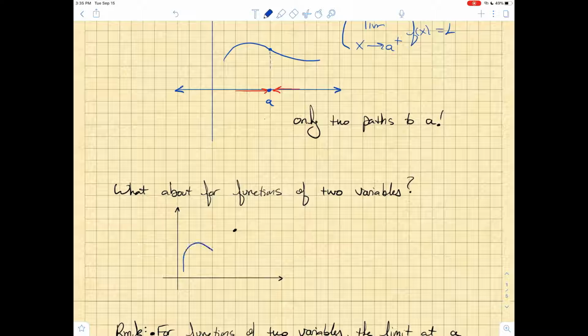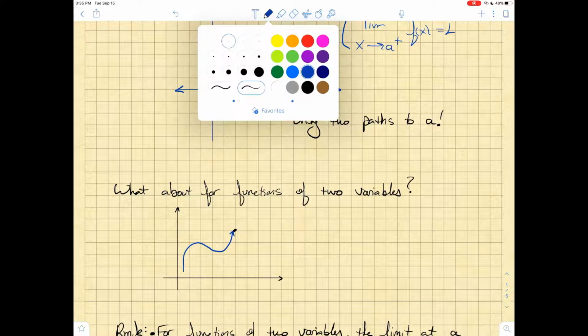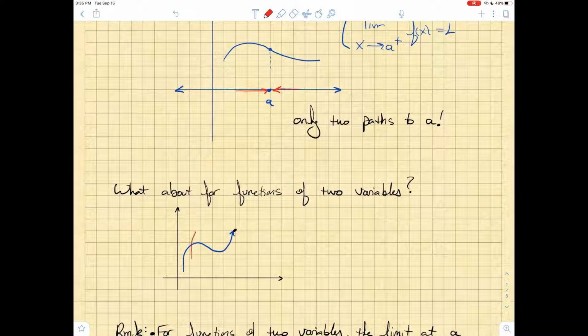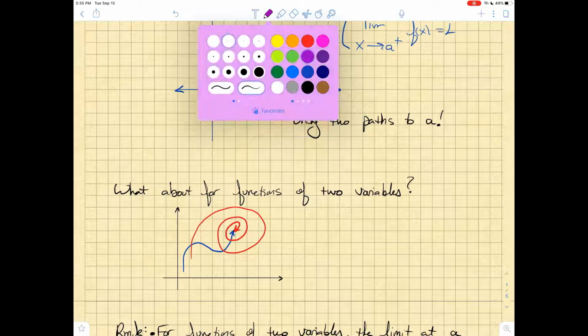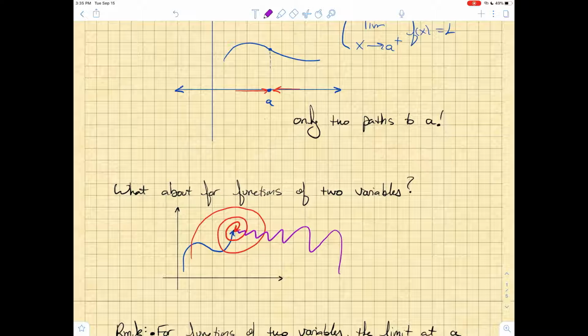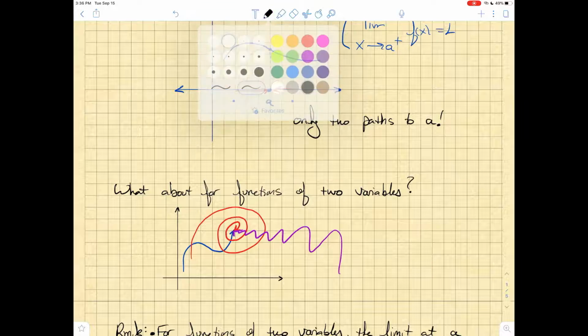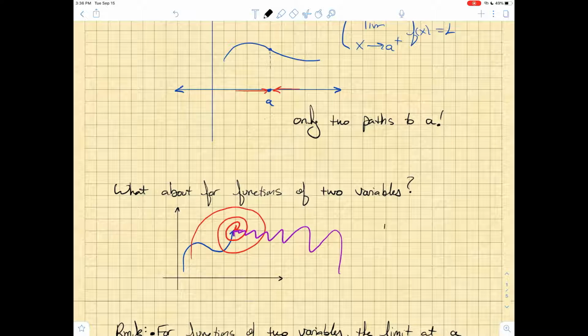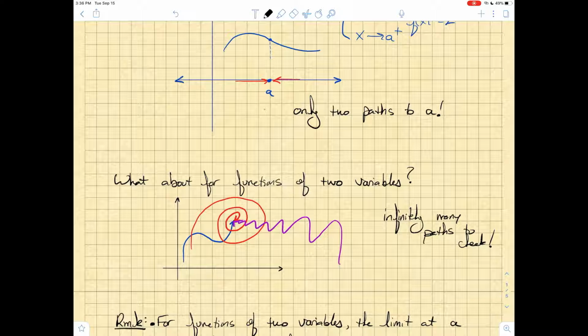Now I want to think about some different paths with you. One way to get to (a,b) is to take that path right there. Another way is to spiral in nice and slow and take that path. Another way is to do something like that. And so all of a sudden you get this horrible feeling, and that horrible feeling is true. There are infinitely many paths to check. Yikes. There's lots and lots of ways to go to (a,b).